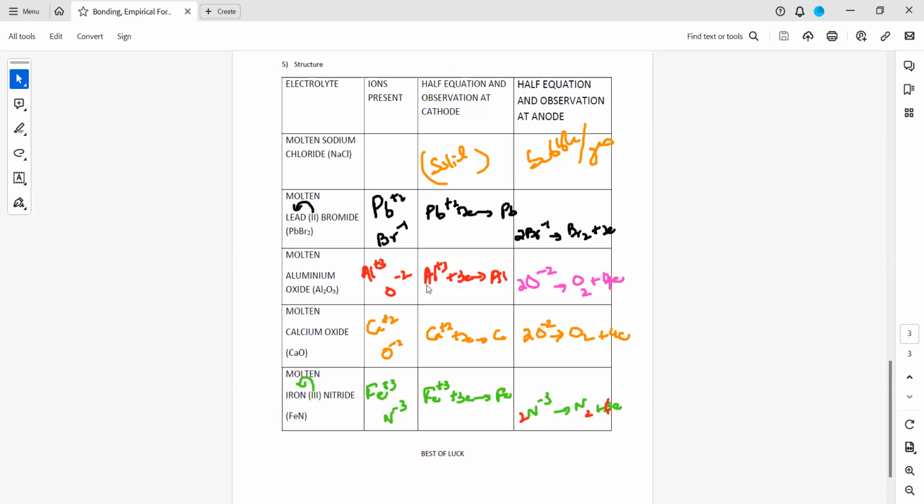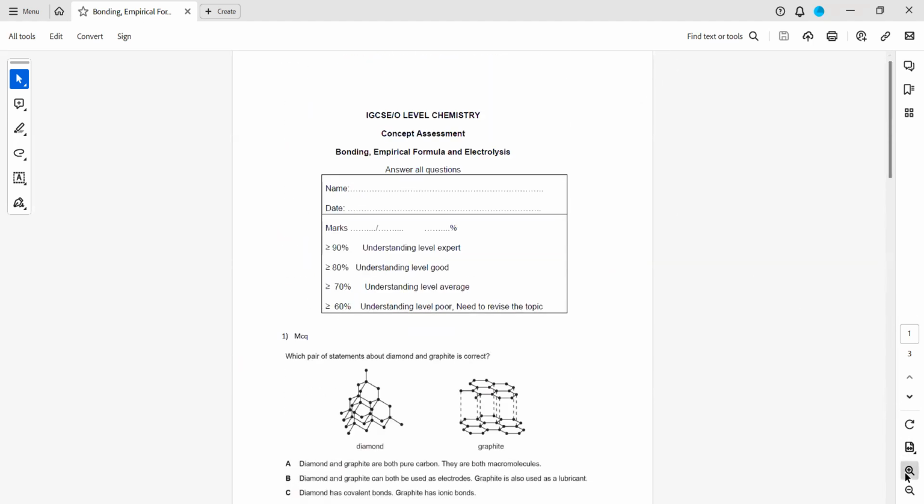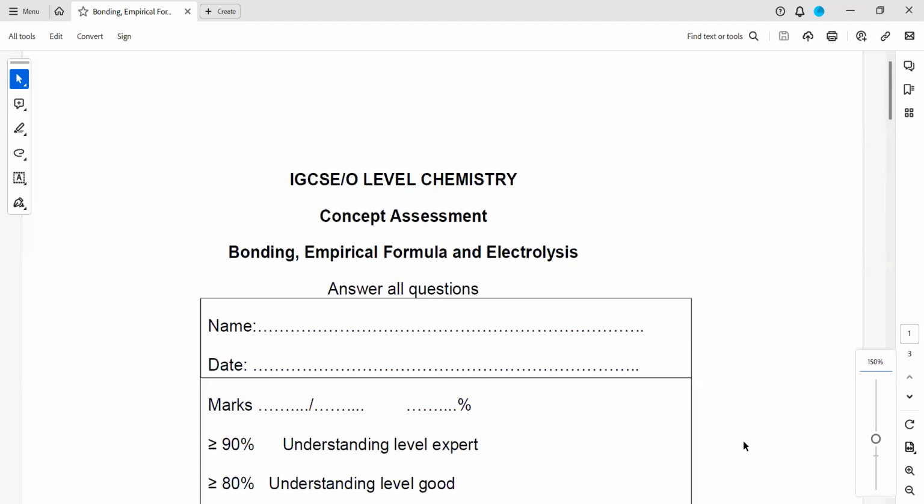So these are the products which are formed at the anode, cathode, and the electrolyte. Any question in this?